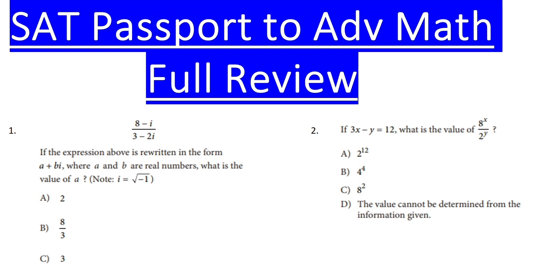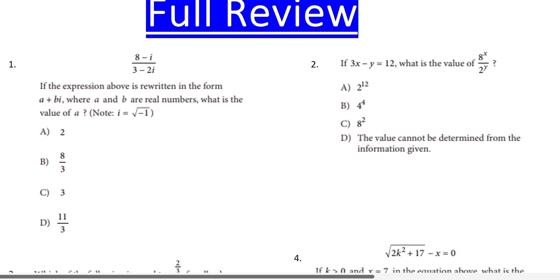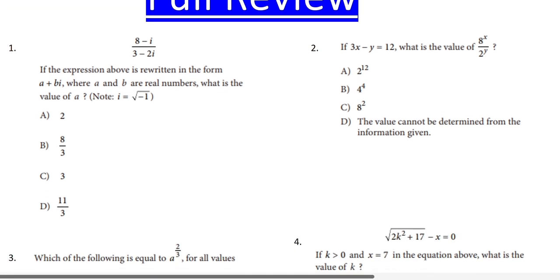So we'll go ahead and get started with number 1. For number 1, we have a fraction of complex numbers. And the question asks, if the expression above is rewritten in the form of a plus bi, where a and b are real numbers, what is the value of a? What we need to do first is multiply the top and bottom of this complex fraction by the conjugate of the bottom.